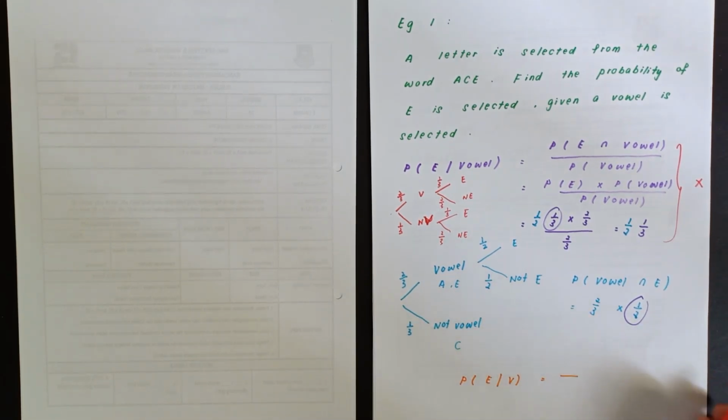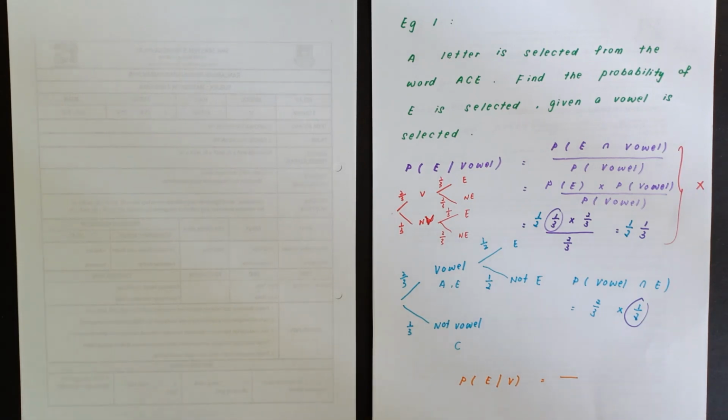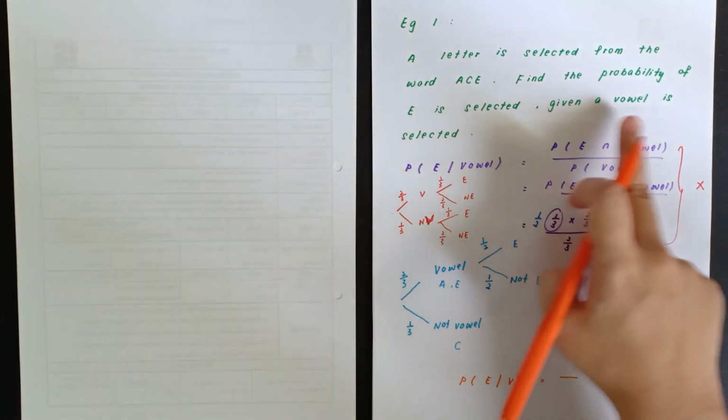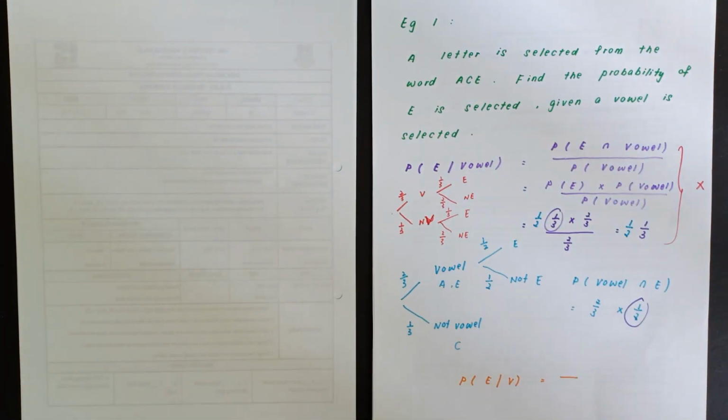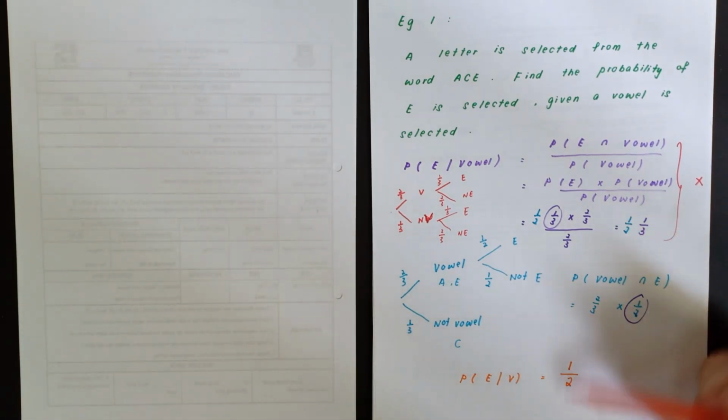Sorry, let me rephrase my words. How many vowels do you have? Because you already know that you got a vowel, right? Given a vowel, how many vowels do you have? You have 2 vowels here, correct? So out of the 2 vowels, how many E can I select? You have 1, because the vowels are A and E. So the probability for you to get an E is 1 over 2. Isn't it exactly the same thing?